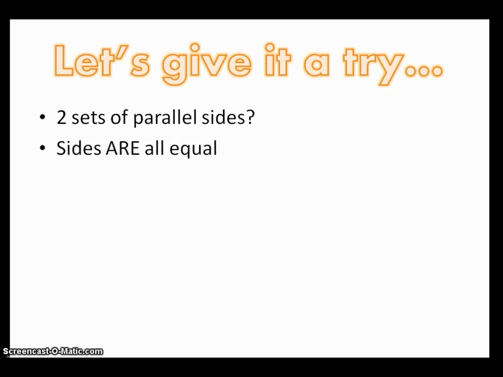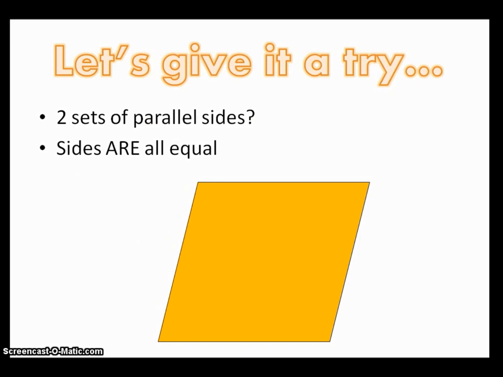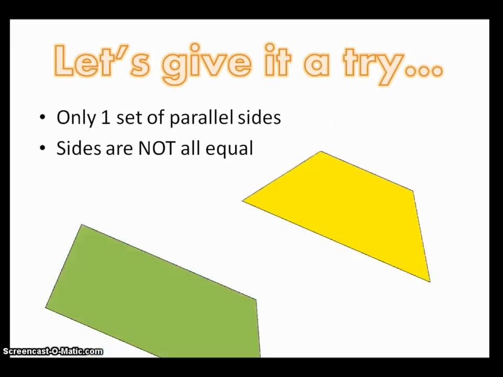Alright, and what about if there's two sets of parallel sides, and the sides are all equal, but they are not all 90-degree angles? That would be a rhombus. Alright, last one. There's only one set of parallel sides. The sides are not all equal. So remember, one set of parallel sides. That would be a trapezoid.